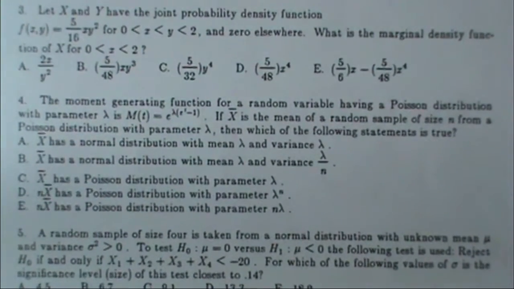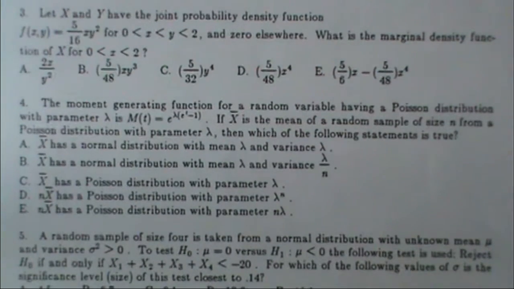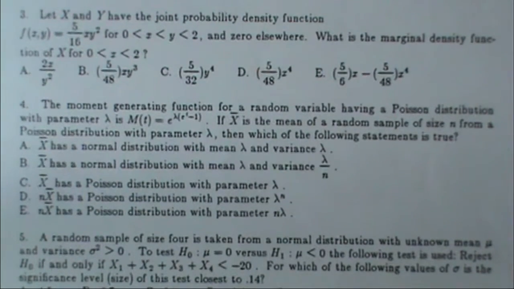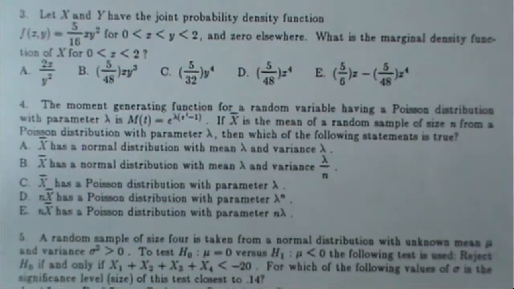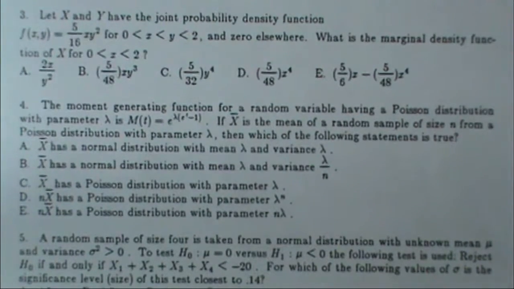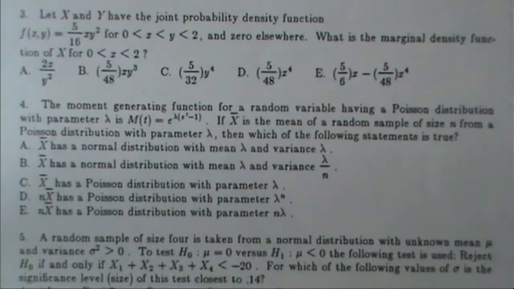Number 4, the moment generating function for a random variable having a Poisson distribution with parameter lambda is given by this equation. If x bar is the mean of a random sample of size n from a Poisson distribution with parameter lambda, then which of the following statements is true?